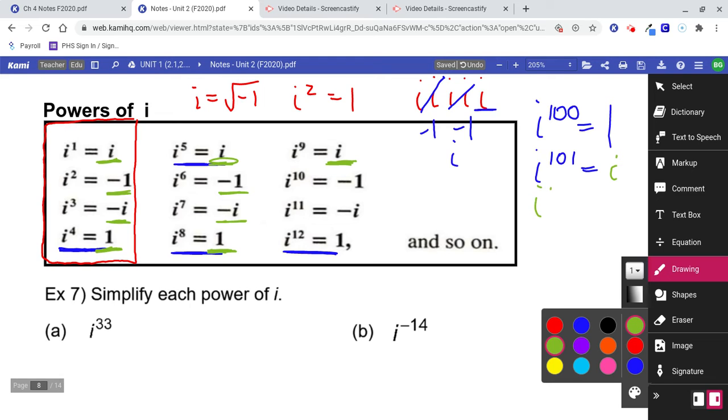Likewise, if I said i to the 102, it's just the next number. It's going to be -1. Okay, and so on and so on. There's this pattern of 4 numbers that just gets repeated and repeated and repeated.